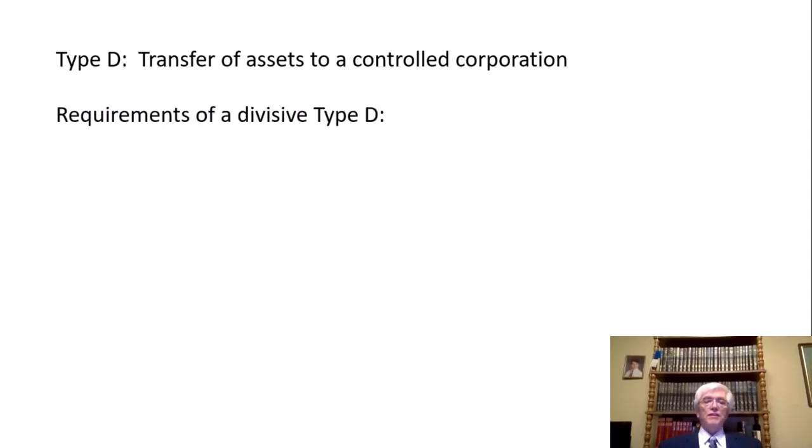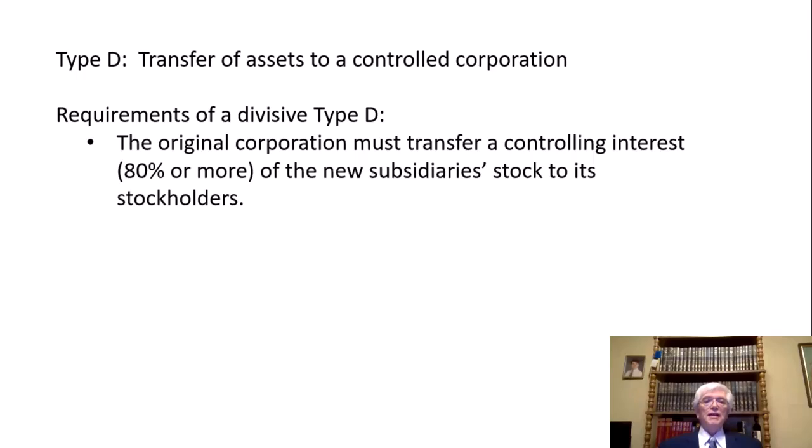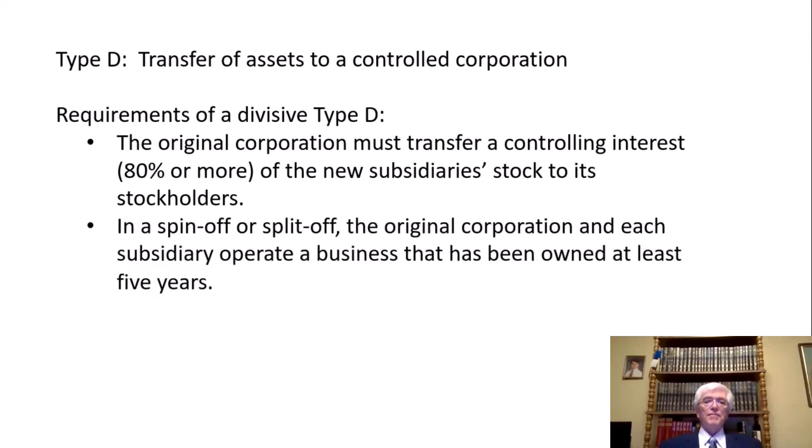The requirements of a divisive type D. So if you're going to do any kind of a divisive type D of the three types that we mentioned, the original corporation must transfer a controlling interest. Now we're back to the 80% or more. Controlling interest of the new subsidiary stock to its stockholders. Probably would be 100%, but it's got to be 80% or more for sure.